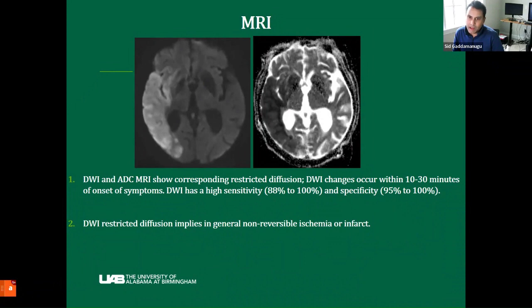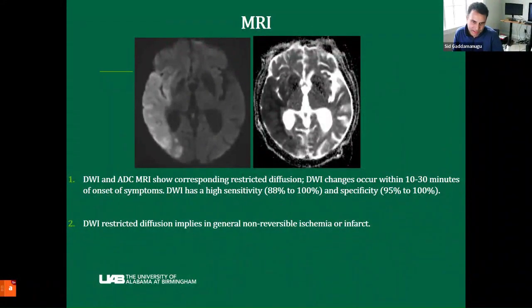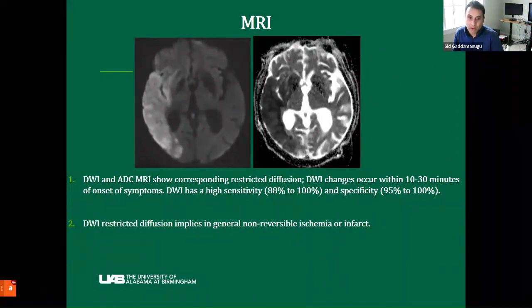So I have seen examples, and there are many examples in the literature, where people have had a diffusion abnormality, they've had thrombolysis, and the diffusion abnormality has reversed, and that makes people believe that diffusion abnormalities can imply ischemia also, reversible ischemia, but those are very few examples. On the whole, most diffusion restriction essentially implies irreversible infarct. So remember, it's an irreversible infarct. You're not going to save that brain tissue. That brain tissue is actually dead.